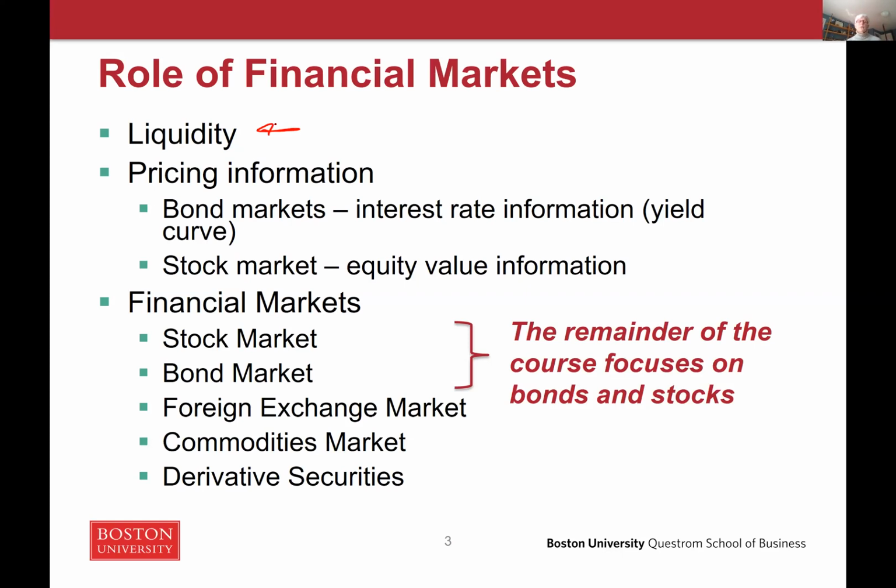There are things called derivatives, which you may or may not end up studying if you do more finance courses. But a derivative is something like an option or a forward or a future or a swap. They derive their value from a different asset. Those last three things are beyond the scope of what we're doing, but they are also financial markets. For purposes of this course, we are looking at the stock market and the bond market.